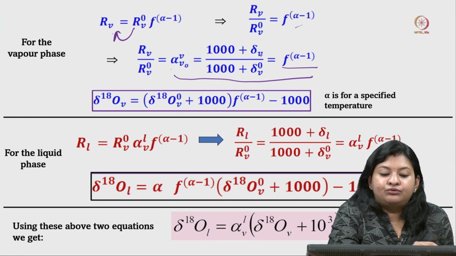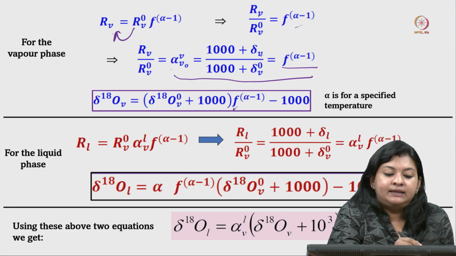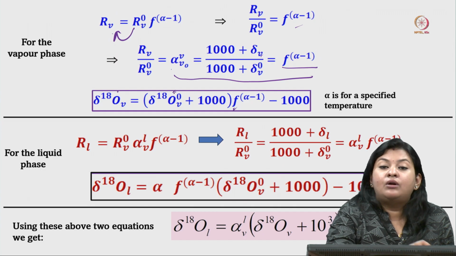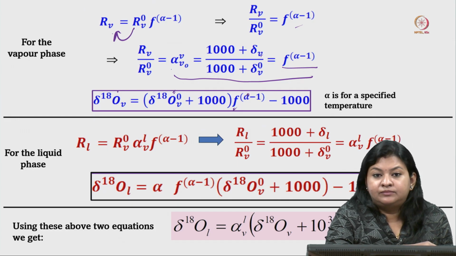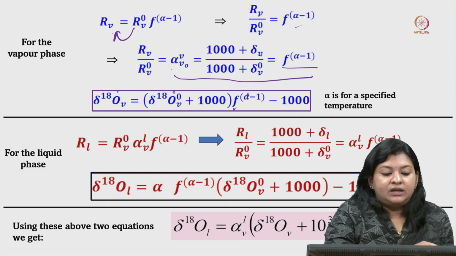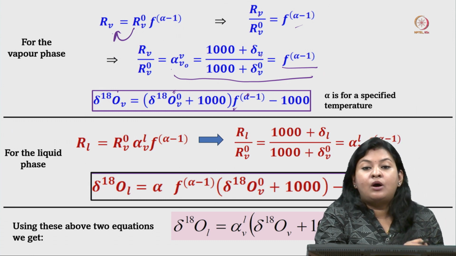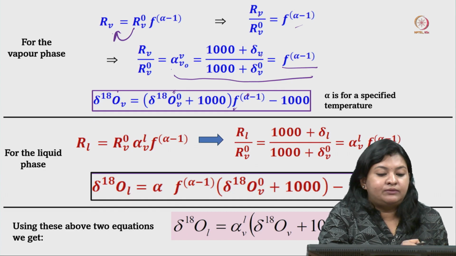So, when I am trying to find out my f, what I need is the data of the delta 18O of the vapor, the delta 18O value of the initial water, of the initial air mass, and the data of the fractionation factor. Okay, I need the value of the fractionation factor. Now, let us write it in terms of the liquid phase. Let us see how we can substitute and get an equation for the liquid phase.